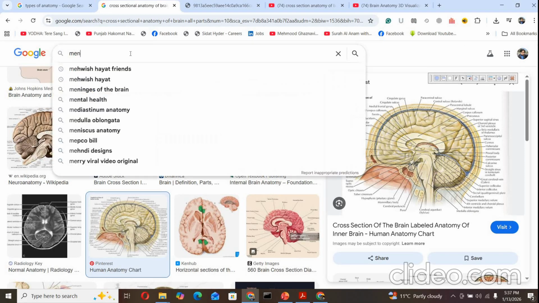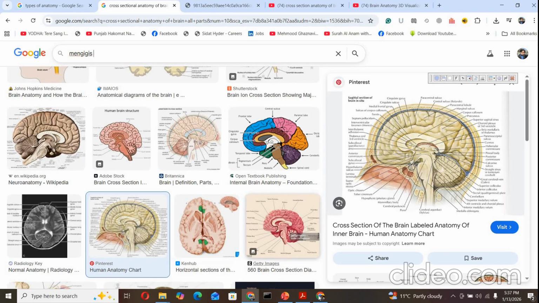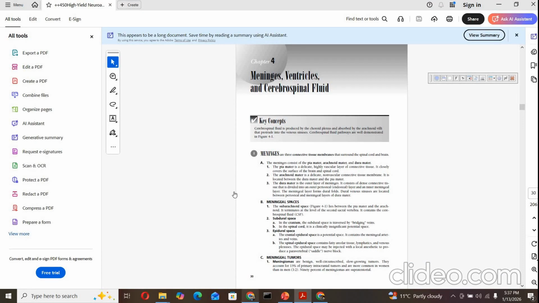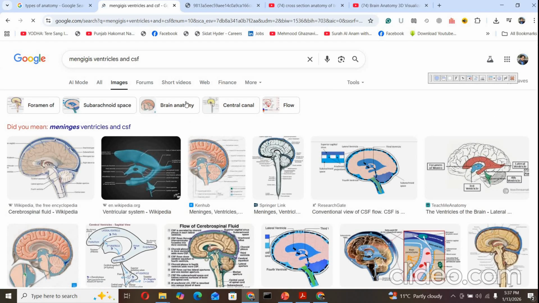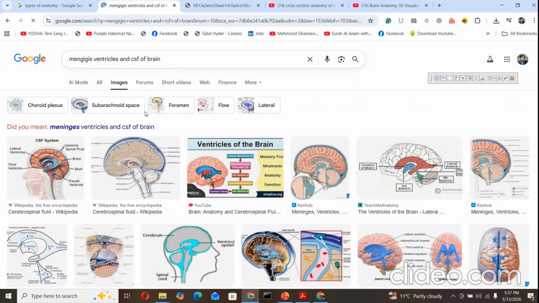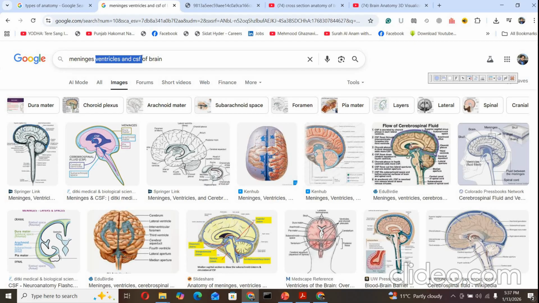Meninges. Spinal cord. Meninges, ventricles. Cerebrospinal fluid of the brain. First, let's discuss the meninges of the brain.